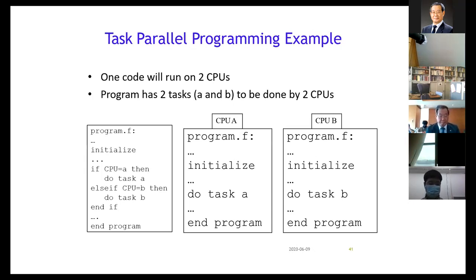This shows the abstract figure of task parallelism. CPU A does some task A, but CPU B does some other task B, while CPU A is doing its work. So they do different jobs over here.